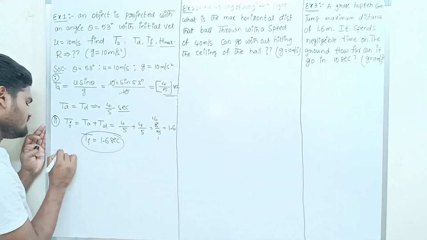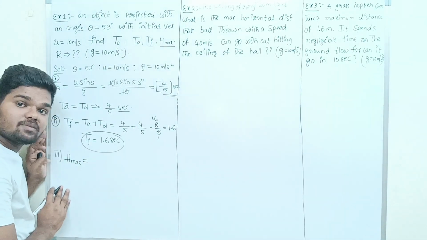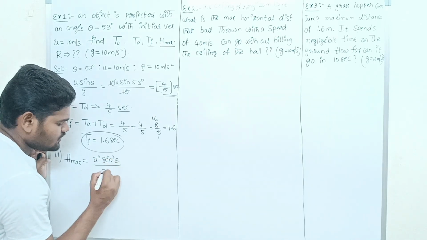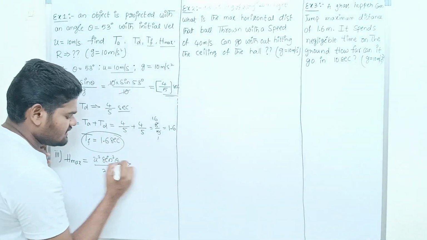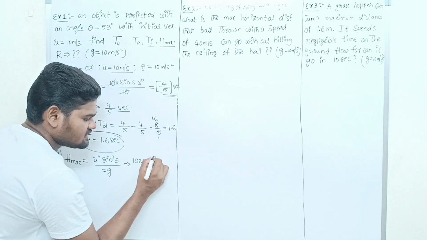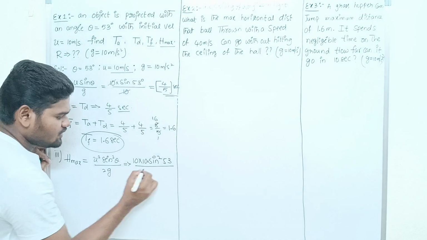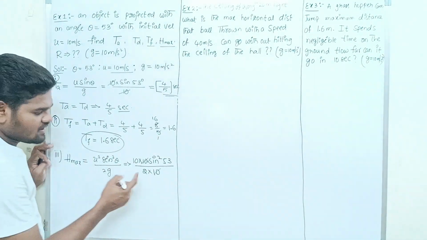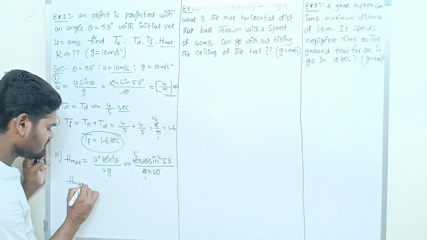H maximum. Third one, maximum height. So what is the formula of maximum height? H maximum is equal to u square sine square theta by 2g. So that is equal to u square. What is the value of initial velocity? 10, and the square is there. So 10 into 10 sine square theta, with theta equal to 53 degrees, divided by 2 into g value, which is 10. So 10 and 10 cancel out.